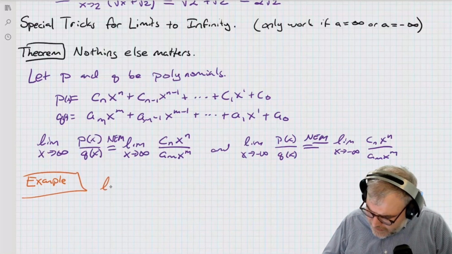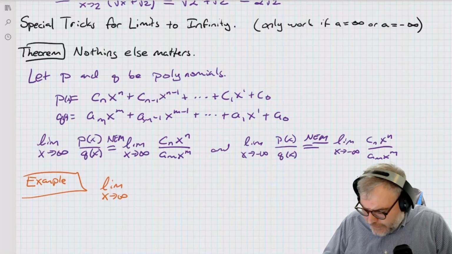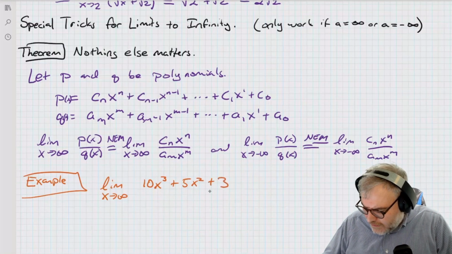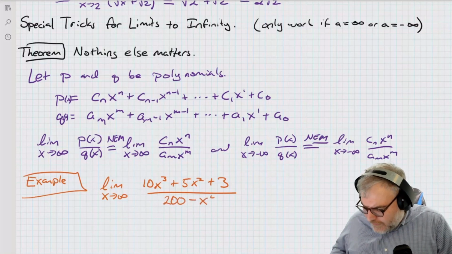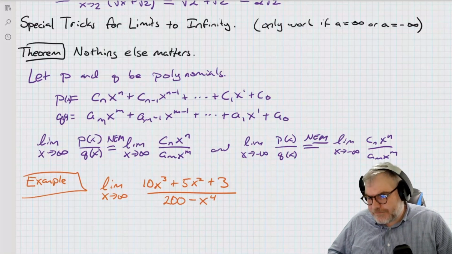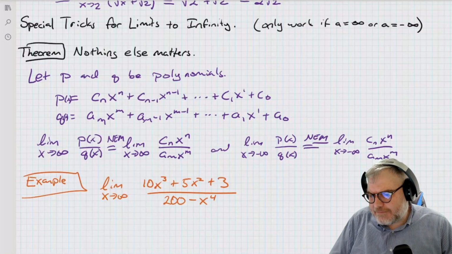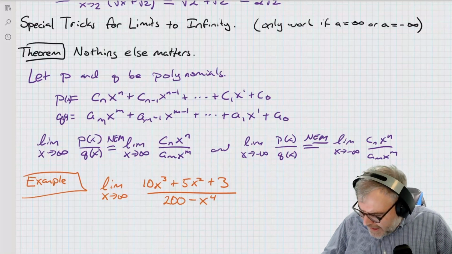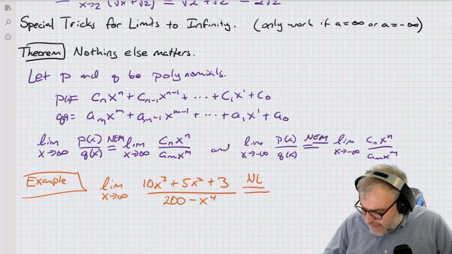Do the limit as x goes to infinity of, I don't know, 10x cubed plus 5x squared plus 3 over negative x to the fourth. Well, I'll do that last. So let's do 200 minus x to the fourth. Okay? So 1 to 5, how do we feel about that setup? Now, I'm going to apply nothing else matters.